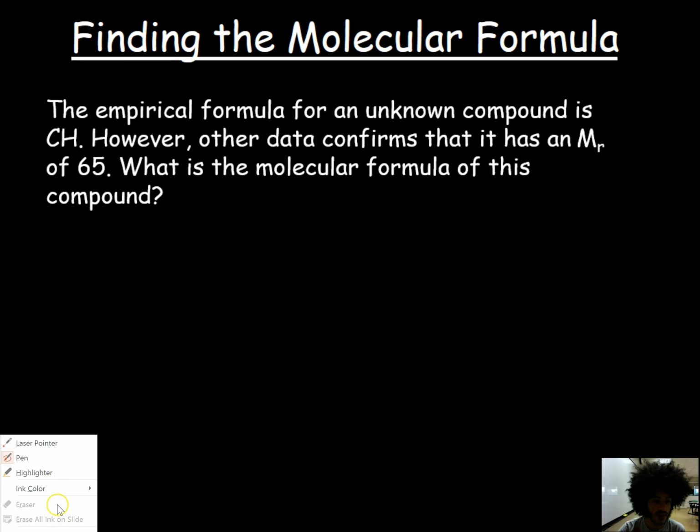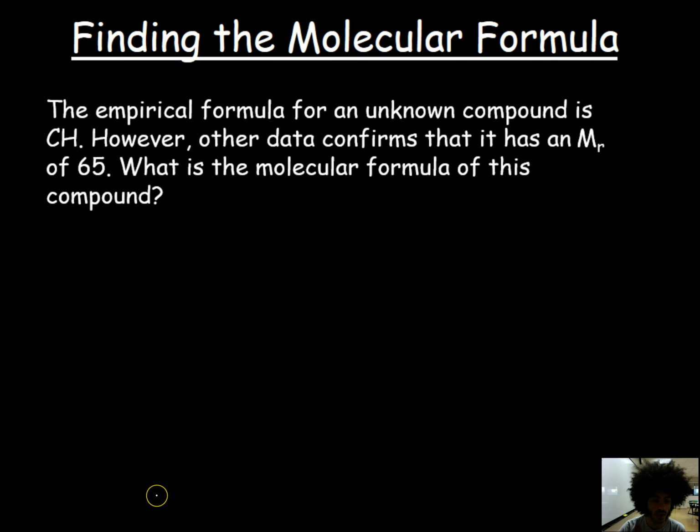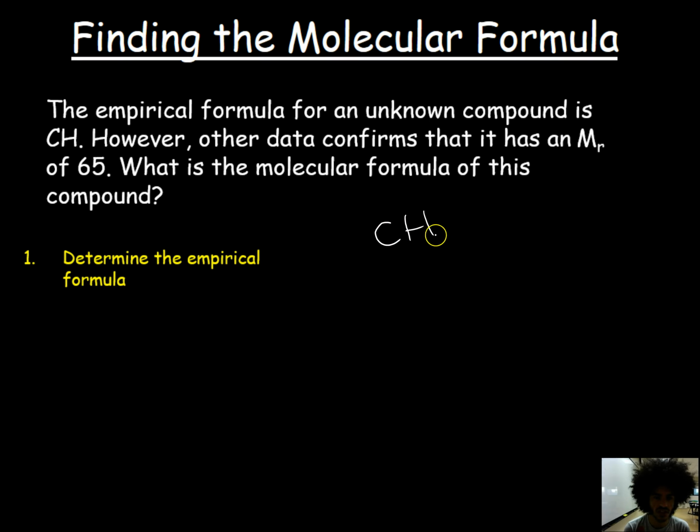Now there's a number of basic steps that you need to take in order to work it out, and I'll go through each one at a time. The first one is determining the empirical formula. You have to know what it is. Sometimes you have to calculate it, sometimes you don't. In this case you don't. We know it's CH, so I'm just going to write it down.